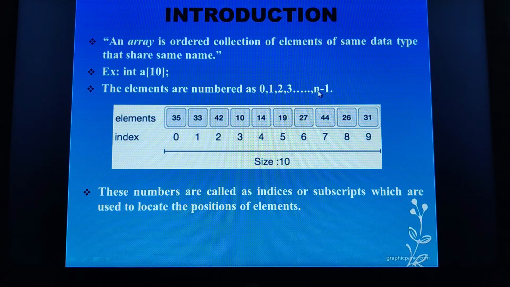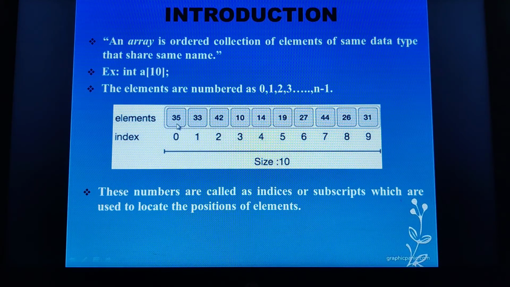What do you mean by this n? See, n is the total size of this array. Now the array number, which we call an index. As you see, these numbers 0, 1, 2, 3 are called indices, that is index or indices, or you can also refer to them as a subscript, which is used to locate the positions of the elements.